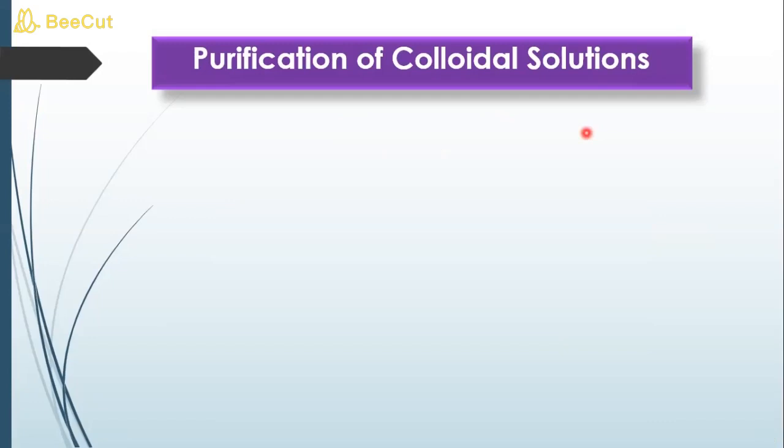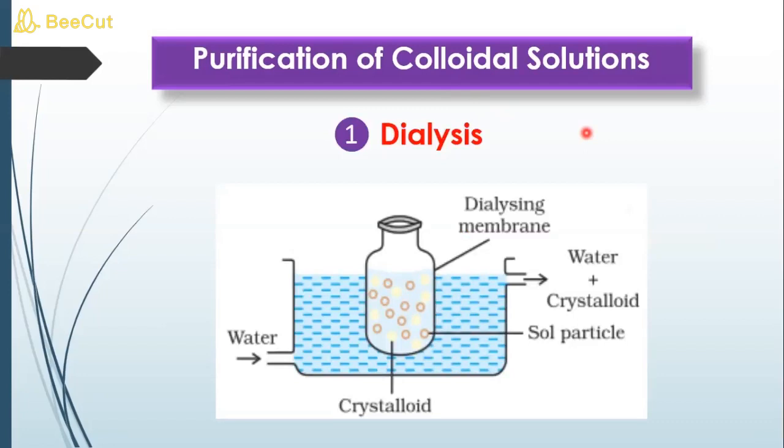The purification of colloidal solutions is carried out by the following methods. The first one is dialysis. The experimental setup used for the dialysis is visible on the screen. Dialysis is a process of removing dissolved substances from a colloidal solution by means of diffusion through a suitable membrane. Ions and smaller molecules in a true solution can pass through the animal membrane or bladder or parchment paper, but not the colloidal particles. The apparatus used for the purpose is called a dialyzer.